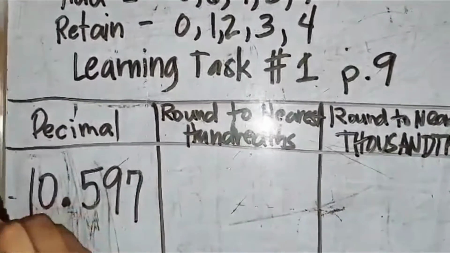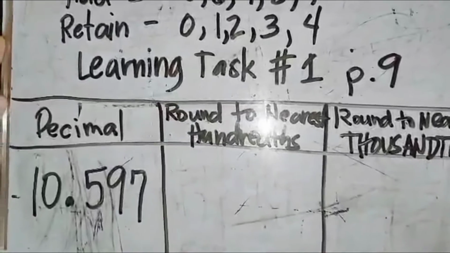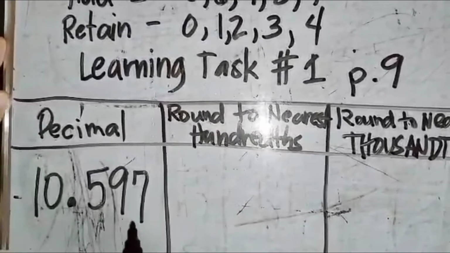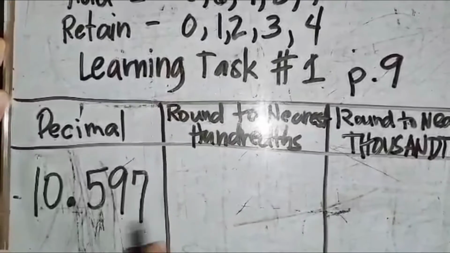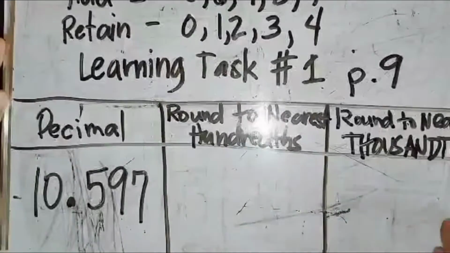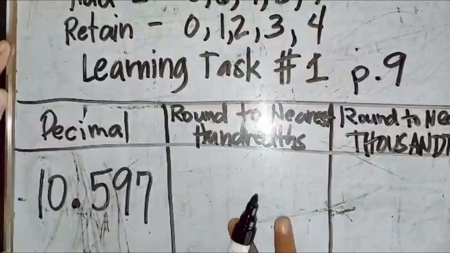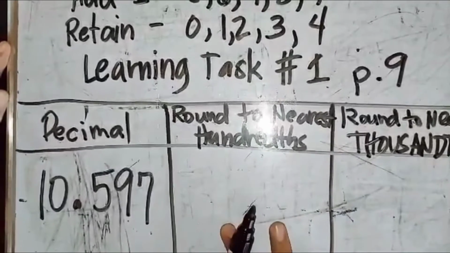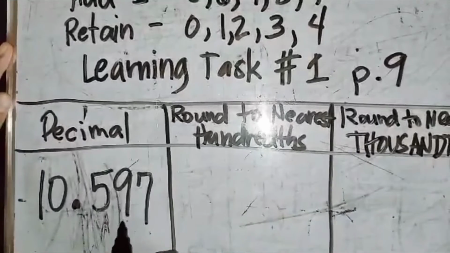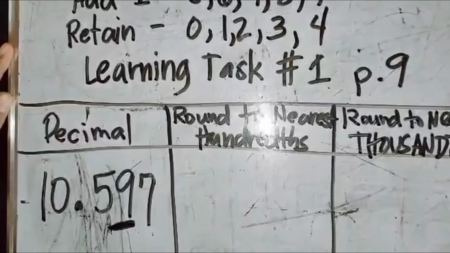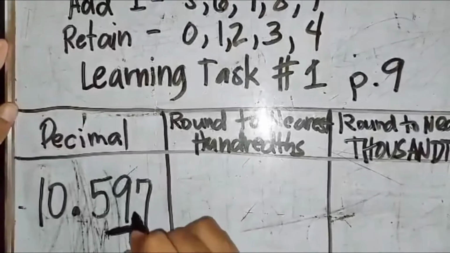Okay, so let's have number 1. Ito yung ating number 1, ha? So, the given decimal is 10 and 597 thousandths. Okay, so nasa table yan, ano? So, nearest hundredths, ito muna tayo mag-focus. So, identify the digit that is in the hundredths place. So, tenths, hundredths. Ito si 9. Okay, and then, the number to its right is 7.